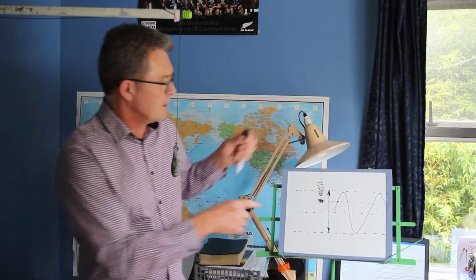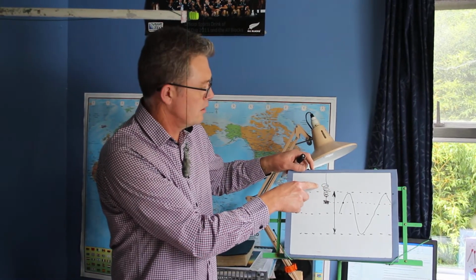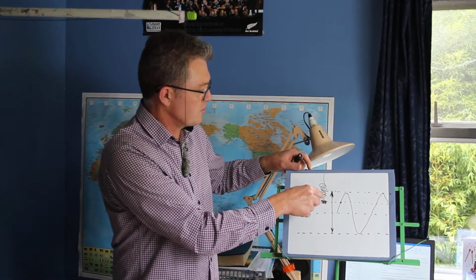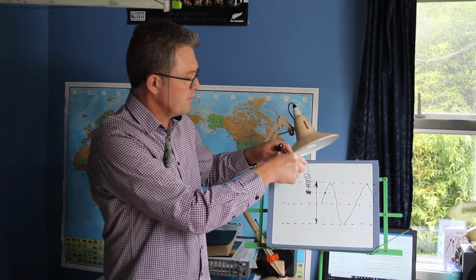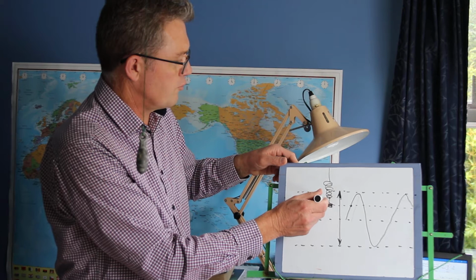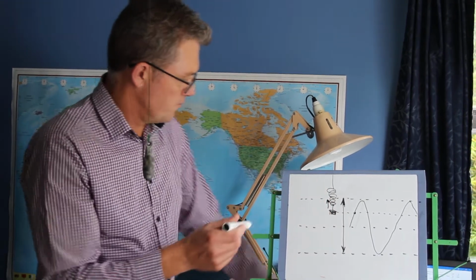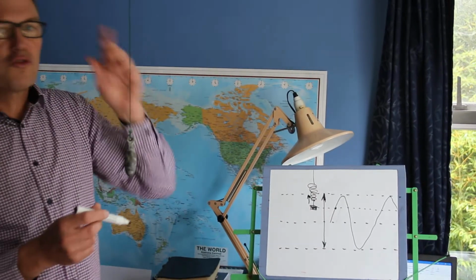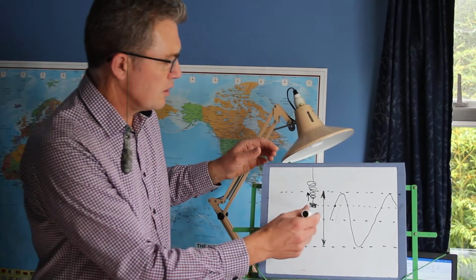So I need my pen. So if we have here something oscillating on a spring, this object is oscillating up and down, up and down, up and down. At the moment it's on its way up. It's heading upwards at the moment. Now it's heading up, and we could trace its motion in a little graph.